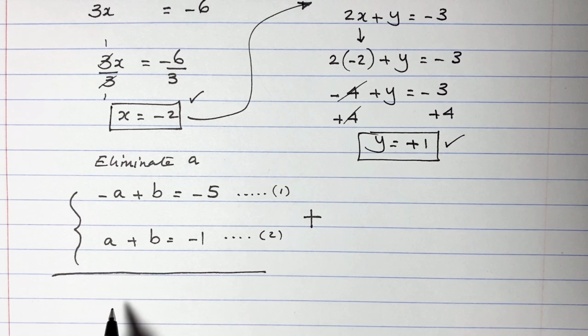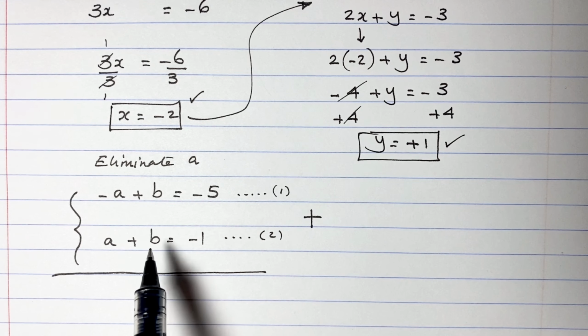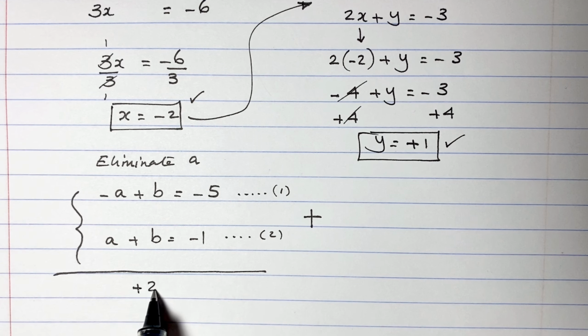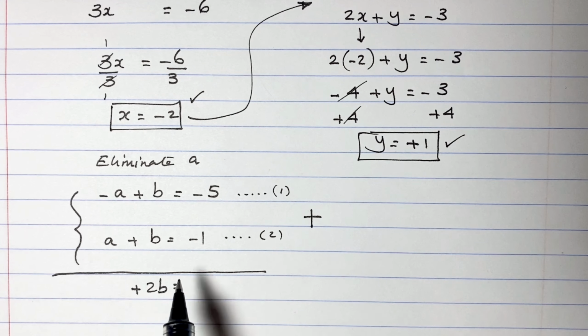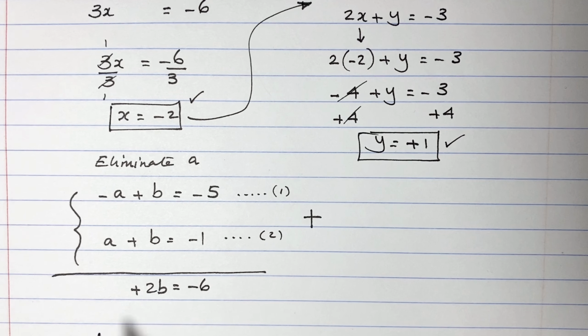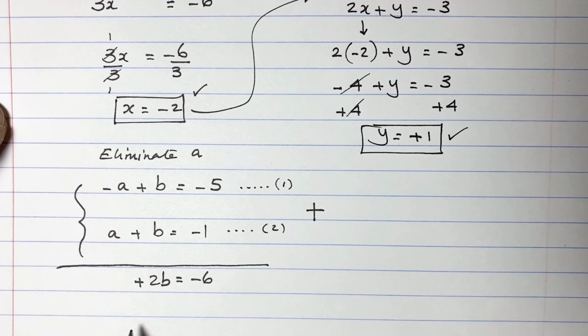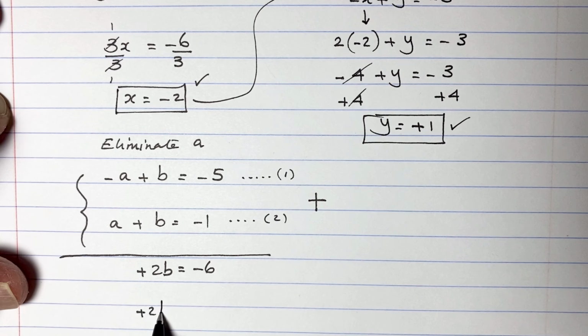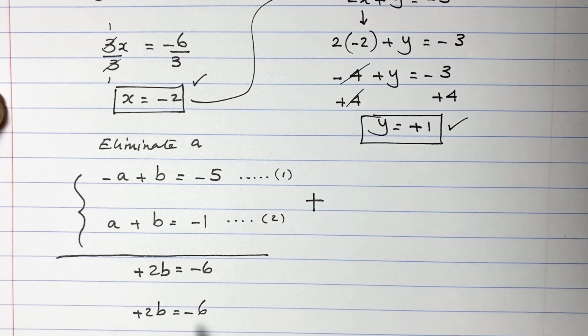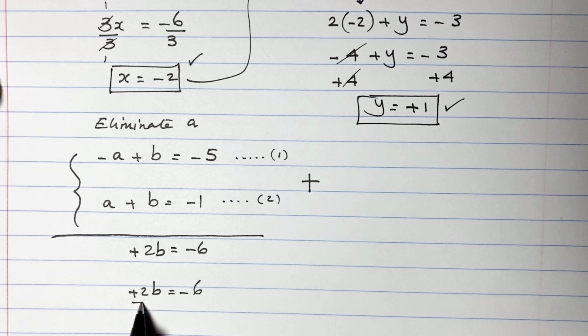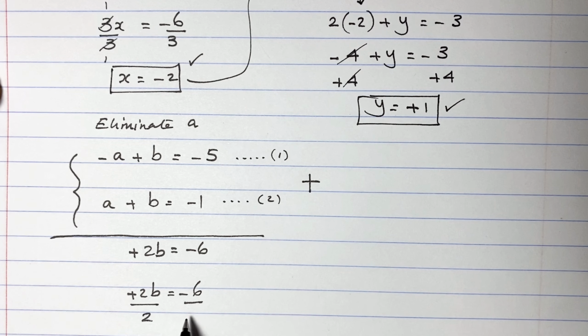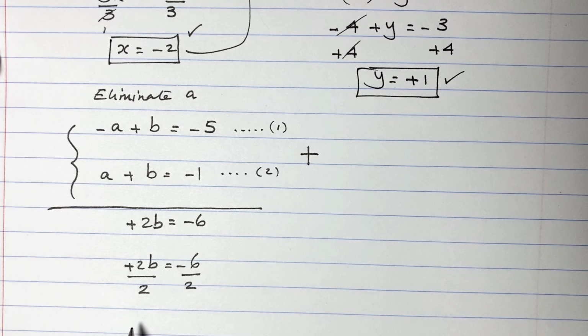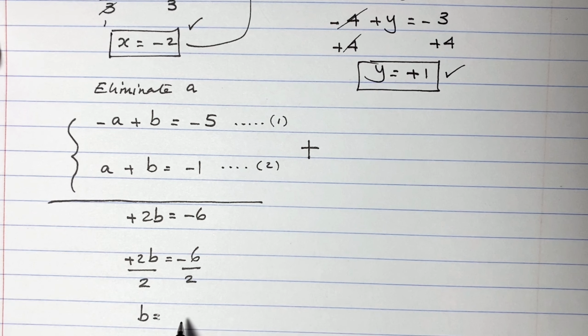Minus a plus a is no a, so I just write nothing. Plus b is plus 2b equals minus 5, and minus 1 makes minus 6. Here we divide both sides by 2. Therefore b equals minus 3.